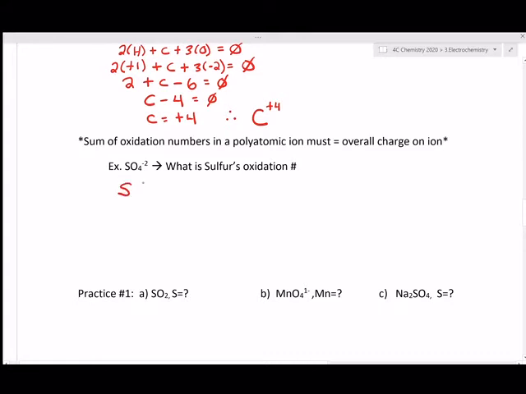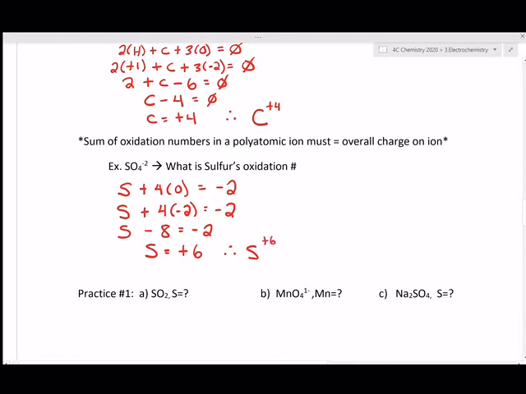So we've got sulfur plus 4 oxygens has to add up to -2. Sulfur plus 4 times -2, because remember, oxygen is always going to be -2 for our purposes. So sulfur subtract 8 is -2. To get rid of the 8, we're going to add it to both sides. So sulfur is plus 6.